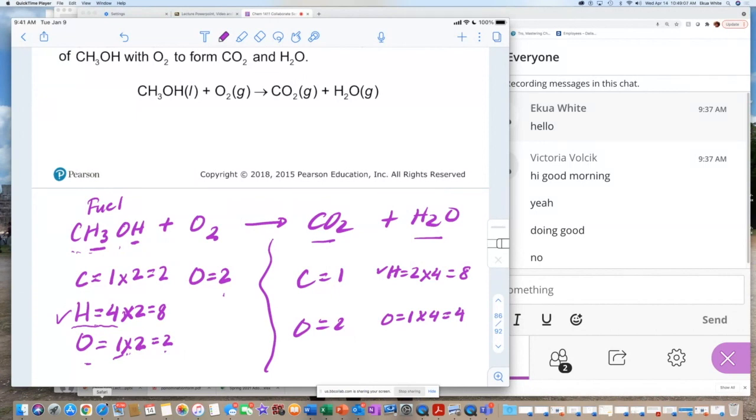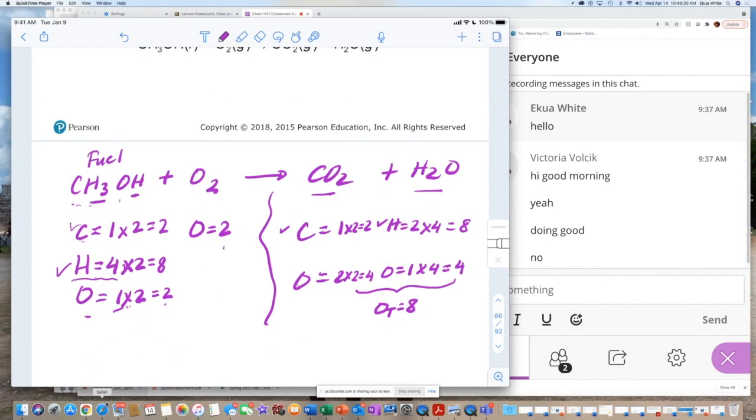Now let me see. Oh, the hydrogens look balanced, but then the carbons are now off, right? So times 2 to make 2, to match this to this. But then the same formula, so I have to multiply this oxygen here by 2, and we end up with 4. 4 plus 4, we end up with the oxygen total of 8.